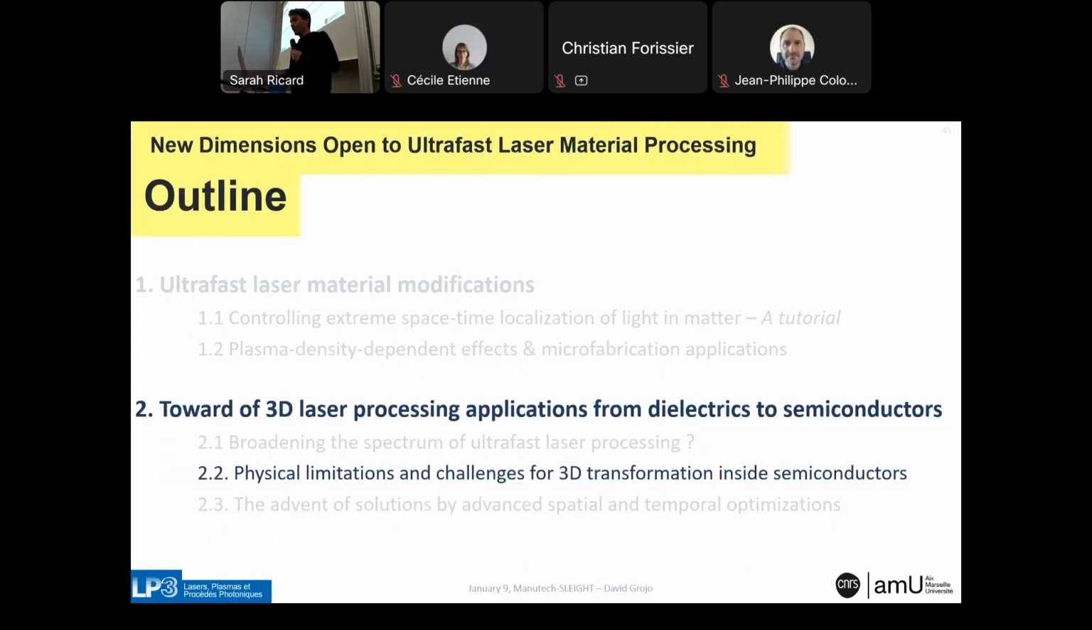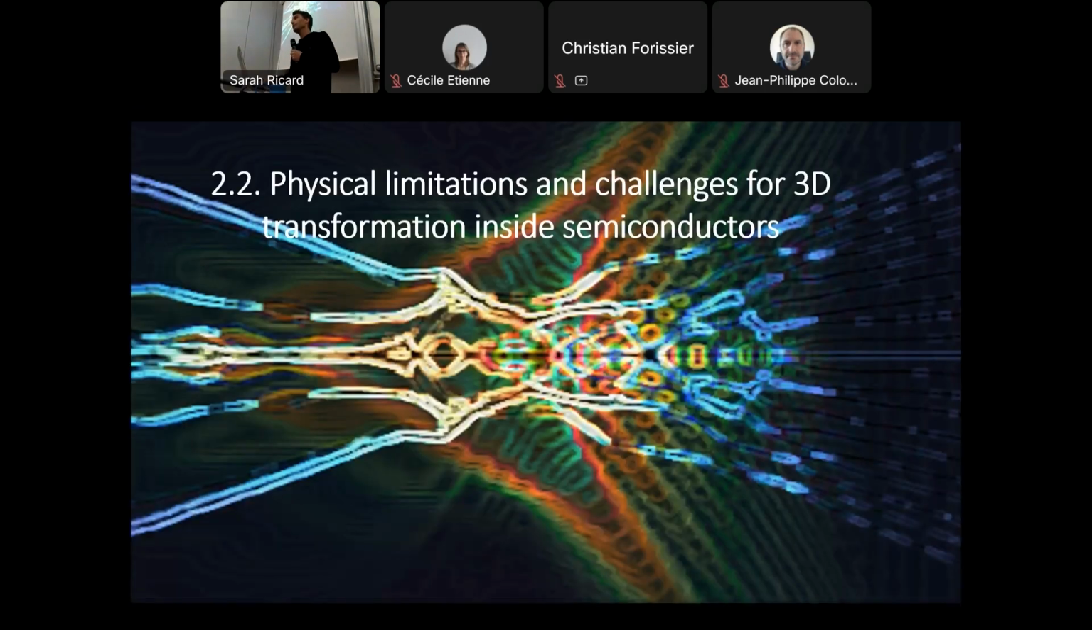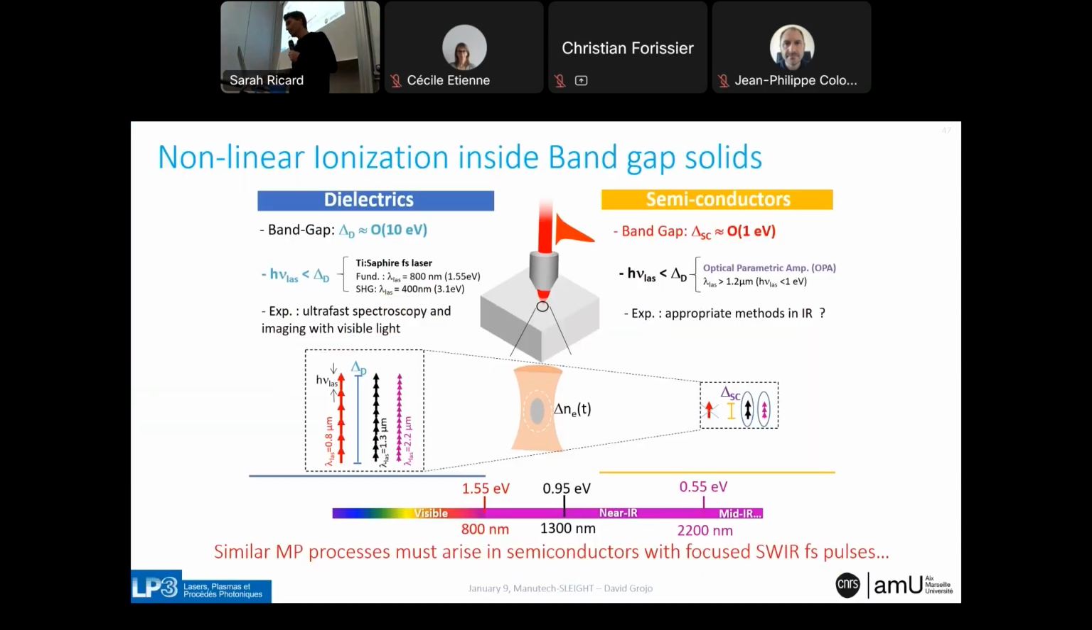But my point now is to say that this is an ideal vision, but it is much more challenging to modify the bulk of silicon. So we can return to the comparison between dielectrics and semiconductors. The main difference I will be discussing is the band gap. For dielectrics, I will take a typical 10 eV band gap, while for semiconductors, we go down to 1 eV, 1.1 if I take silicon.